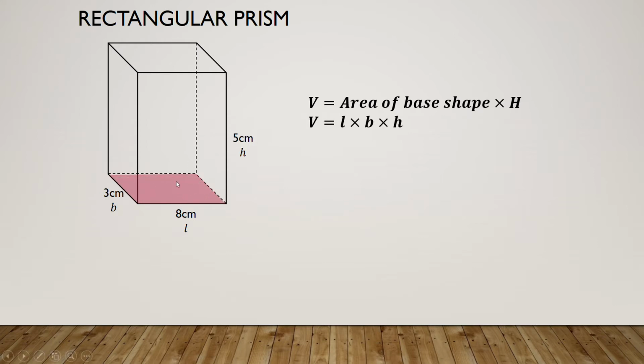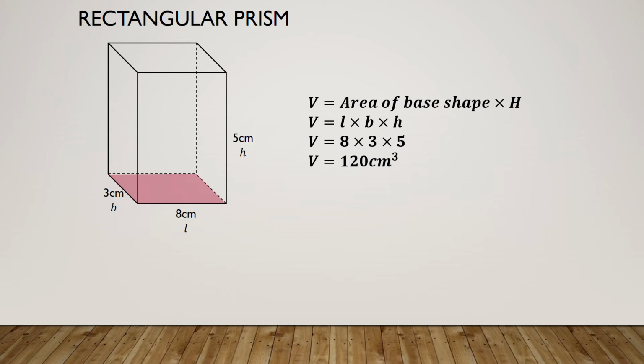Okay, so there's my base, here's my height. So my base shape would be length times breadth, which is 8 times 3, times my height, which is 5, will be equal to 120 centimeters cubed because you're working with volume. Okay, so that's it. That's literally just the formula for the volume of a rectangular prism, length times breadth times height.